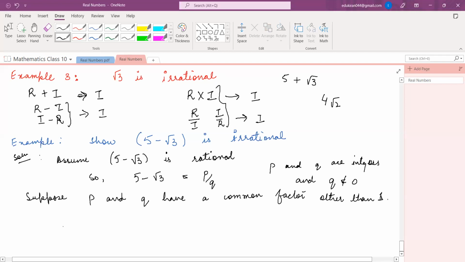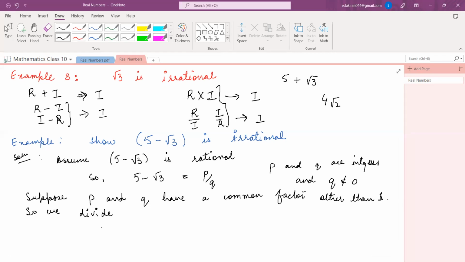So we divide by the common factor to get the simplest form. Ma'am, can we directly write that p and q are co-prime? Exactly, yes, we can directly do it also. This is just one step addition. I'm just doing it stepwise. In the next question, I'm just going to skip this step. You can directly write it also.